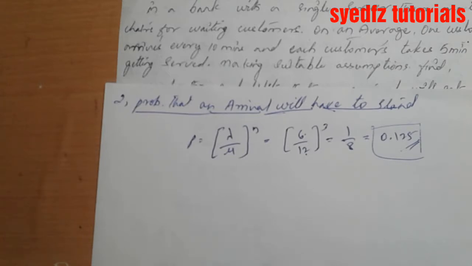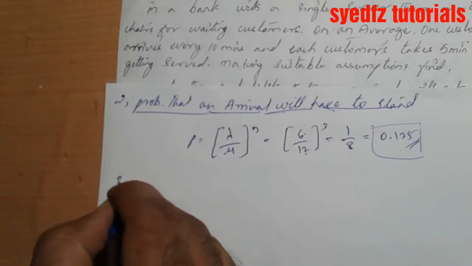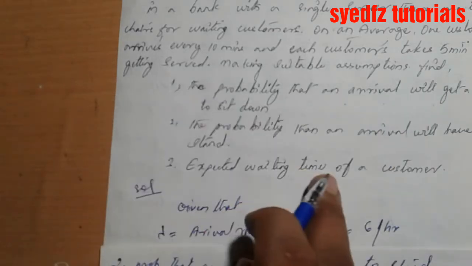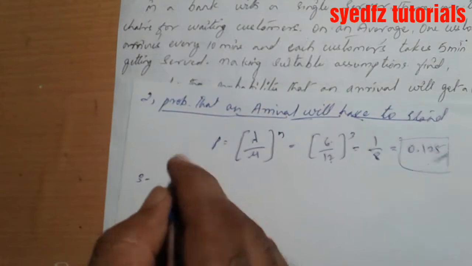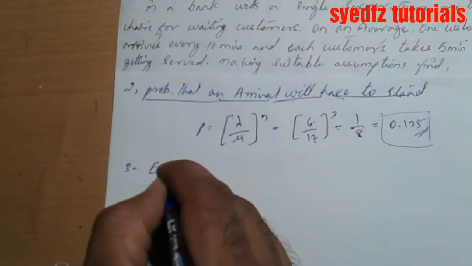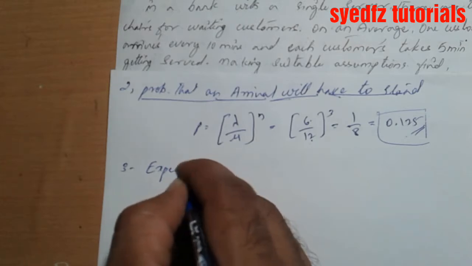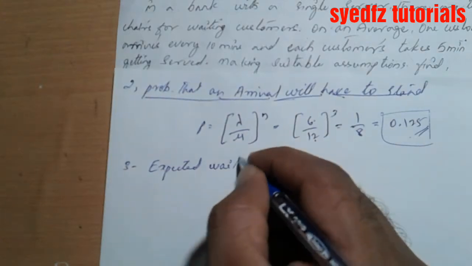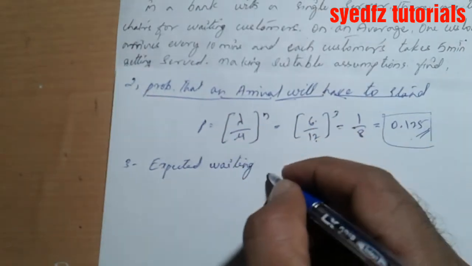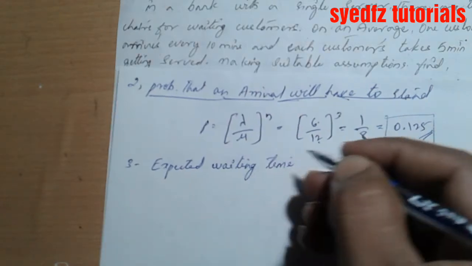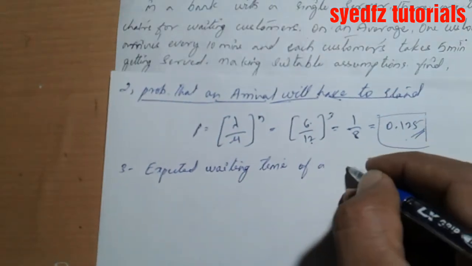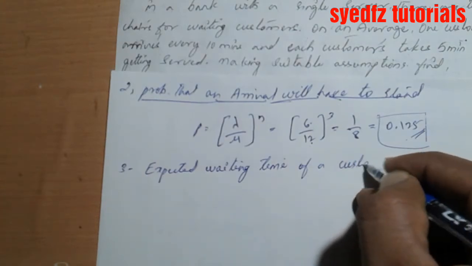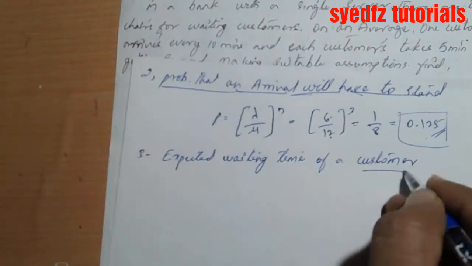Okay, next, the third one. What is the third one? Expected waiting time of a customer. Waiting time means definitely we have to go for the waiting formula. What is the waiting formula? Let's see here.